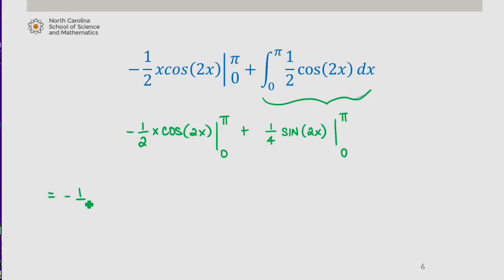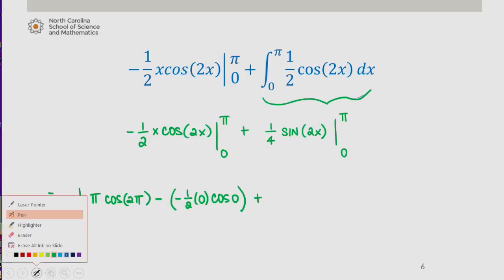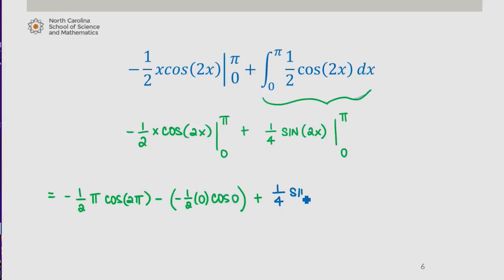This gives us negative 1/2 pi cosine of 2 pi minus negative 1/2 times 0 cosine of 0, plus 1/4 sine of 2 pi minus 1/4 sine of 0. We know that both of these terms are equal to 0, as is this one. So we evaluate. We have negative 1/2 pi times cosine of 2 pi, which is 1. So our final result is negative pi over 2.